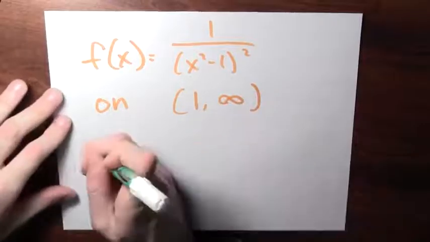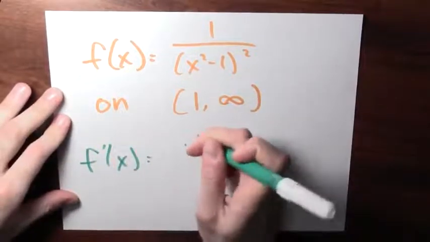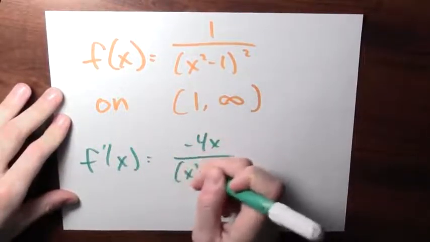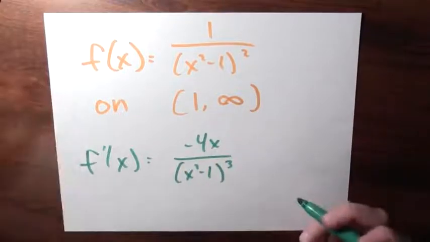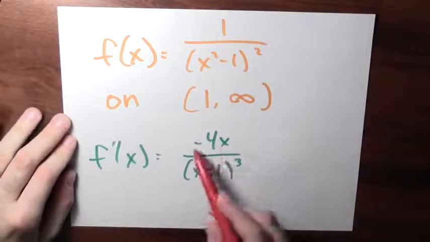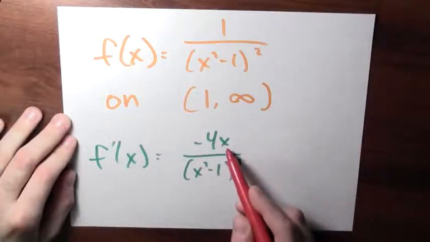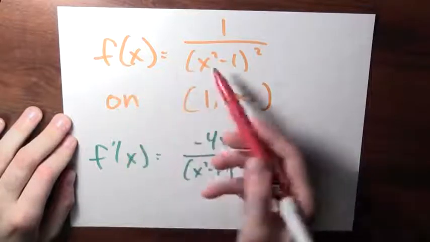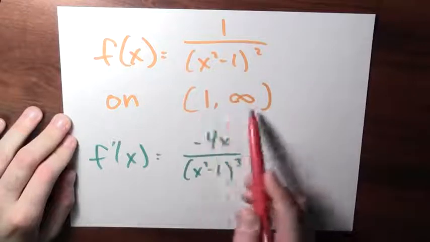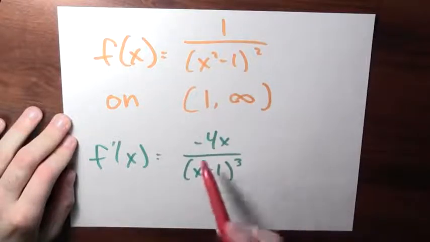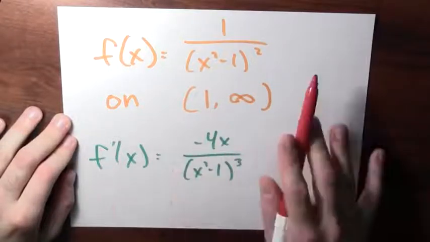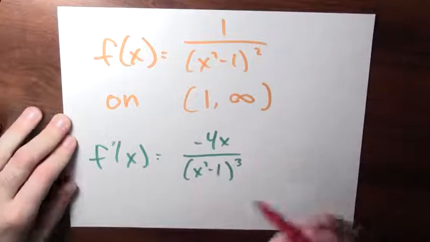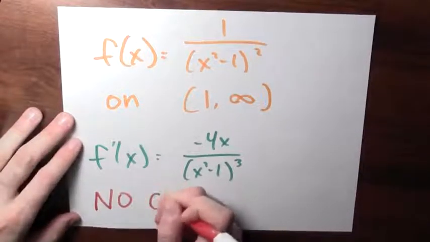Again, we start by differentiating. Well, of course, the derivative's the same. The derivative of this function is still minus 4x over x squared minus 1 to the third power. Now, where are the critical points? The only place that this derivative is equal to 0 is when x is equal to 0. And the only place where the derivative doesn't exist is just places where the function isn't even defined. So on this interval from 1 to infinity, there is no place where the derivative isn't defined or is equal to 0. So there's no critical points.